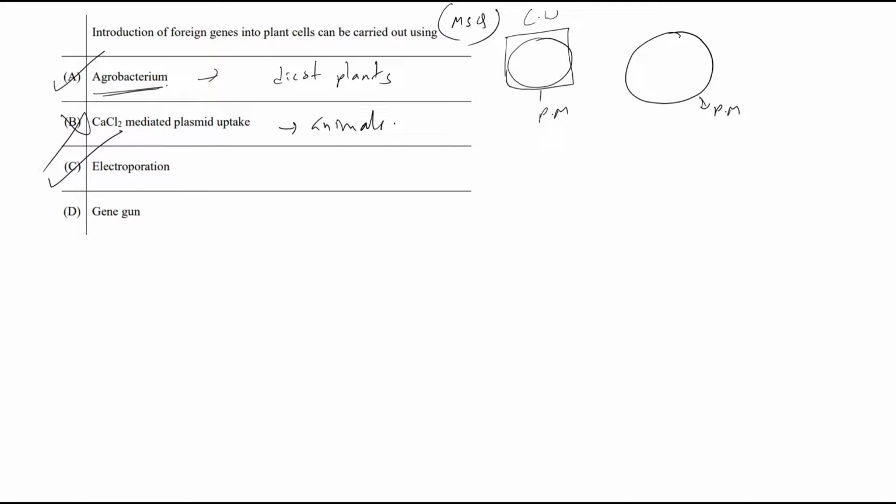Now gene gun. This gene gun is a technique also called biolistics. There are minute sized particles of gold or tungsten coated with DNA, and it is bombarded on the cells. Due to the bombardment, the animal cell cannot take up the force and breaks, but these plant cells can withstand that force. So this gene gun is used for incorporation of foreign genes in plant cells also. So the correct answer will be A, C and D. I hope it is clear.